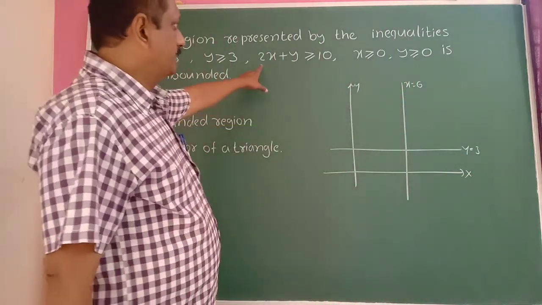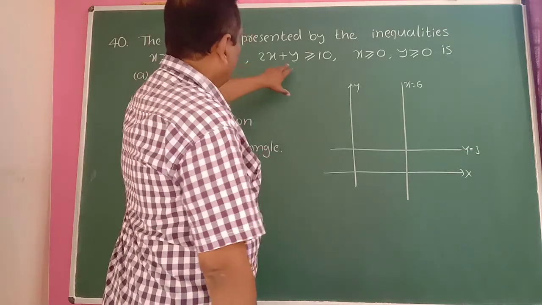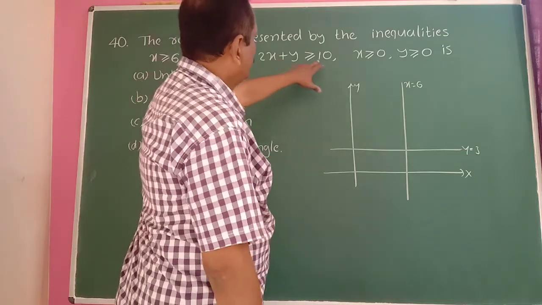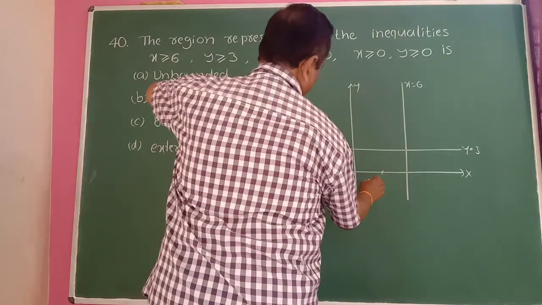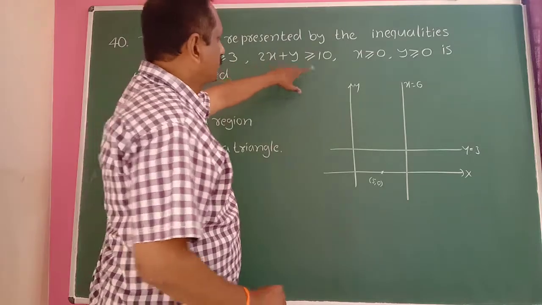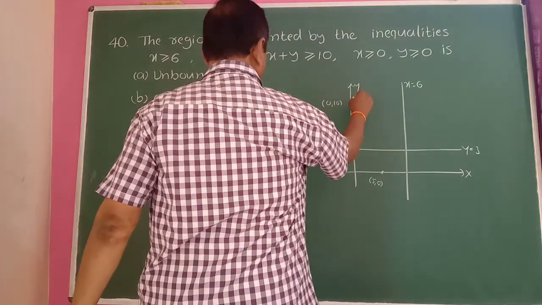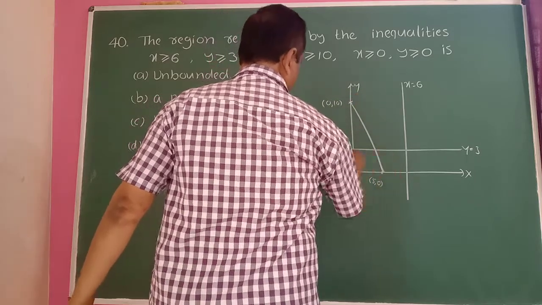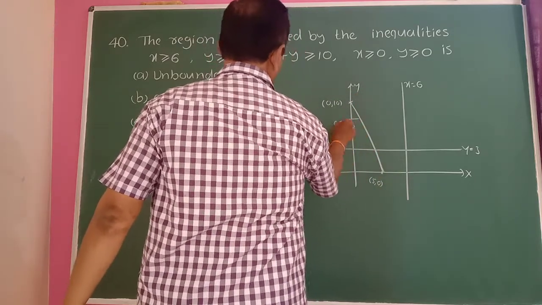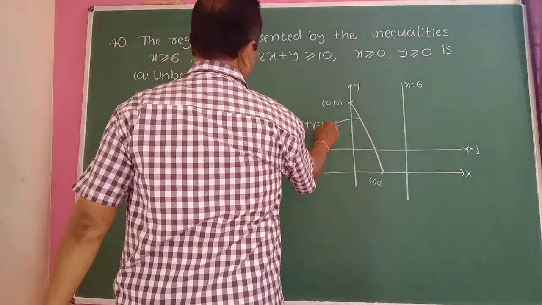And 2x plus y equal to 10 means when y is 0, x equals 5. So take the point 5 comma 0. And when x is 0, y is equal to 10, so take the point 0 comma 10, then join them here. Therefore the equation of this line is 2x plus y is equal to 10.